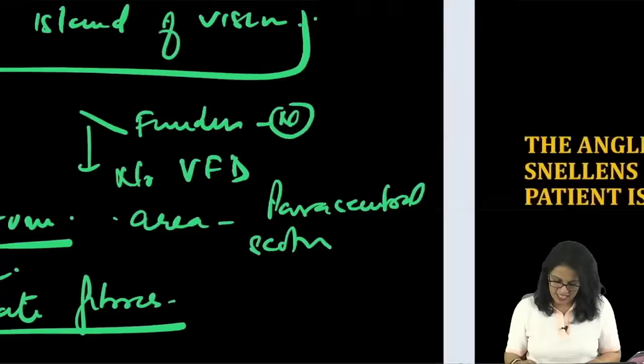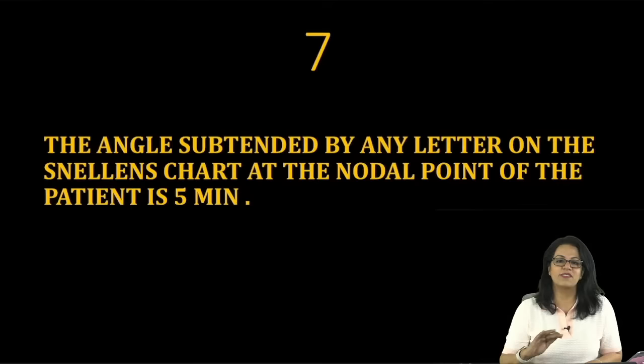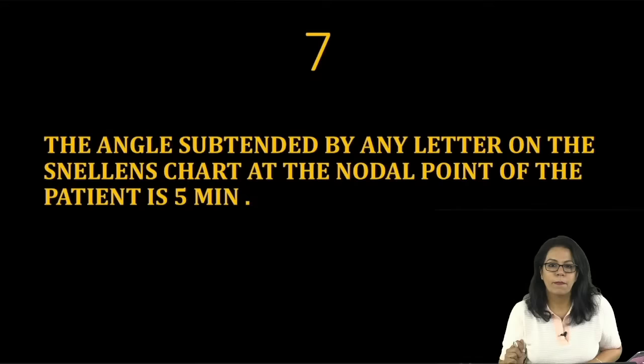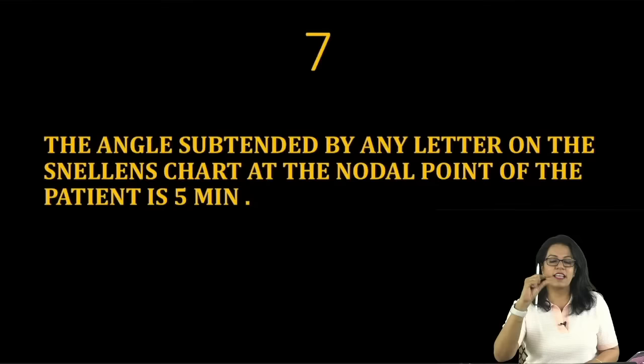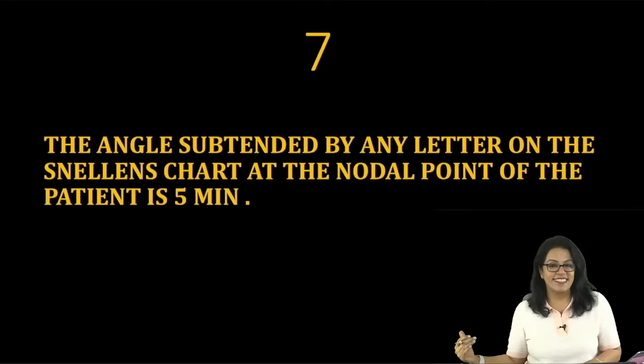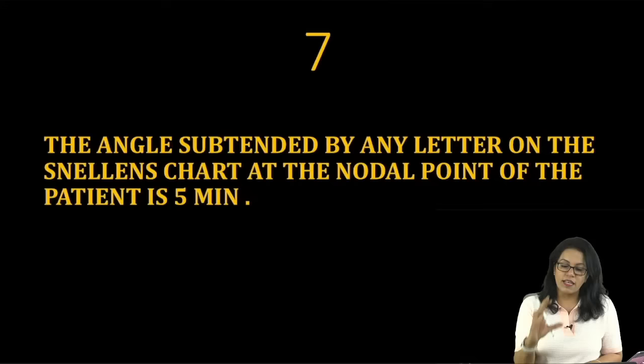The angle subtended by any letter on the Snellen's chart at the nodal point of the patient's eye is 5 minutes. Seriously? Every letter, what is different then? Distance, isn't it? So in Snellen's chart, if it is 6 by 6, this 5 minutes is subtended at 6 meters. But if you are looking at a line of 6 by 12, now it is subtended the same 5 minutes. So what is different is the distance from which it is subtended. Keep in mind. But otherwise, we always learn like this. It is always 5 minutes.